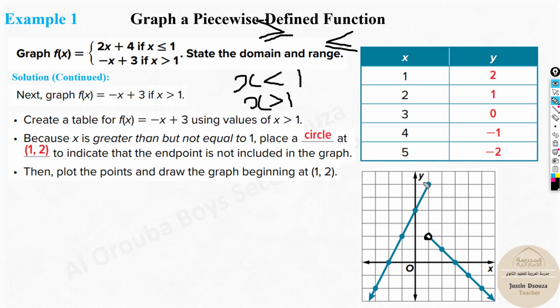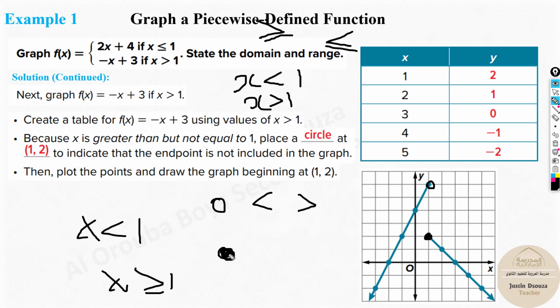Is that clear? In case this was x less than 1 and this was x greater than or equal to 1, then this would be a point. It wouldn't be a hole. Here it would have been an empty hole. There should not be any markings. It should be a hole. So this is a hole for greater than or less than. This is a point. It must be filled, okay? For less than or equal to, greater than or equal to. This is the way we solve it.